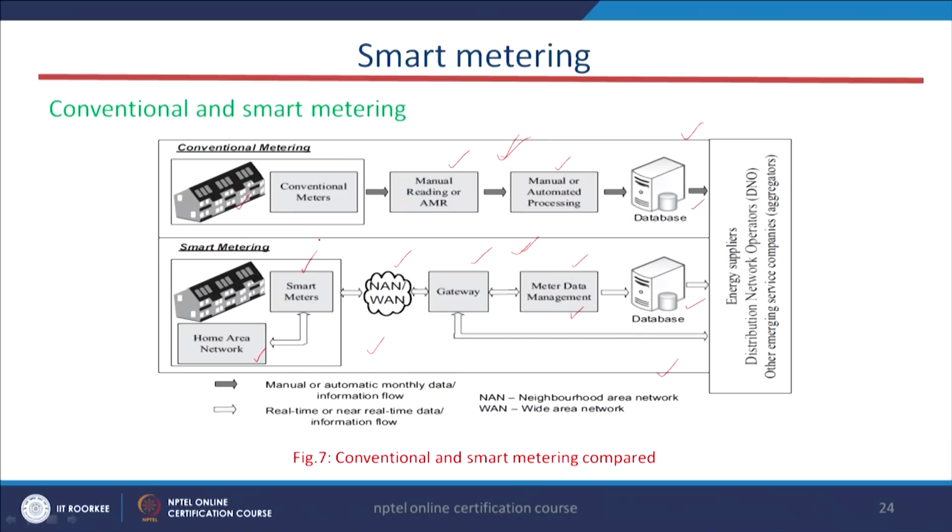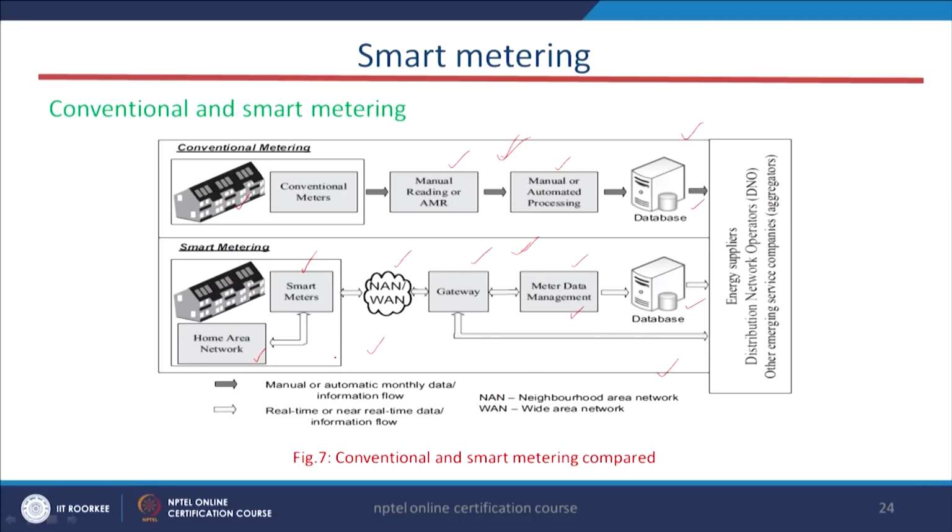And apart from that, we also have a very dedicated communication infrastructure for the distribution system, that is the home area network, and we have the NAN or WAN. Those communication structures allow us to easily implement this smart metering concept. That is the basic difference between the conventional and present smart metering architecture.